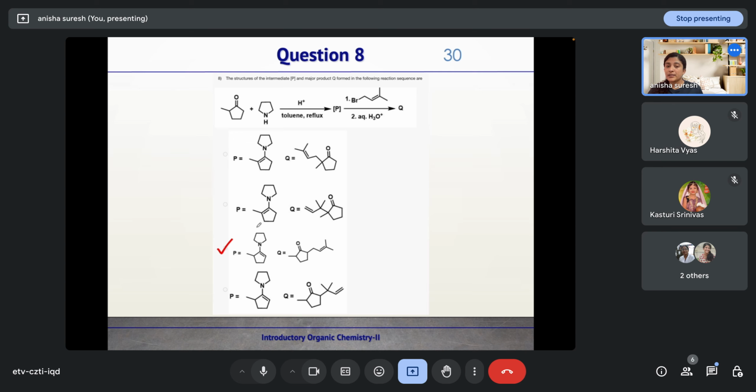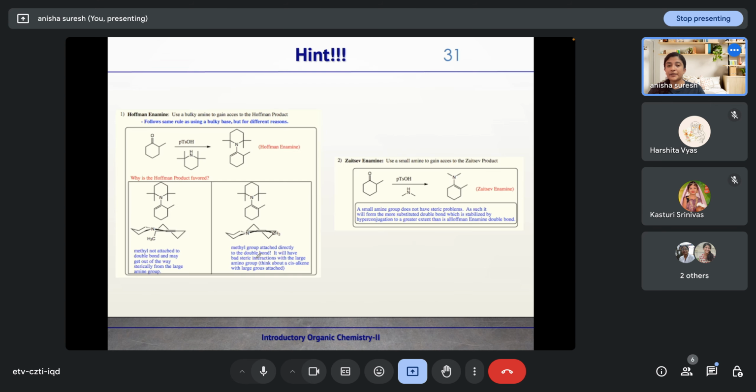So here the less substituted side will lead to formation of the enamine. Why, we will discuss here. Here the Hofmann enamine will be forming in our case, because we have a bulky base. This is a bulky base compared to normal amines. So the use of a bulky amine to gain access to the Hofmann product follows the same rule as using a bulky base, but for different reasons.